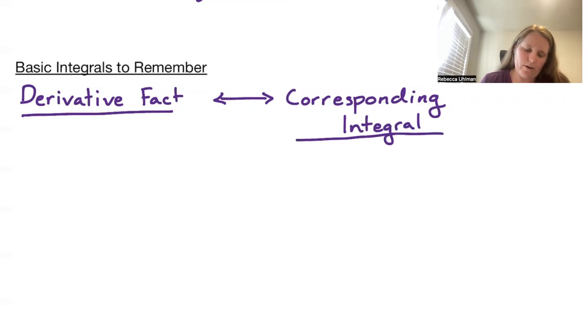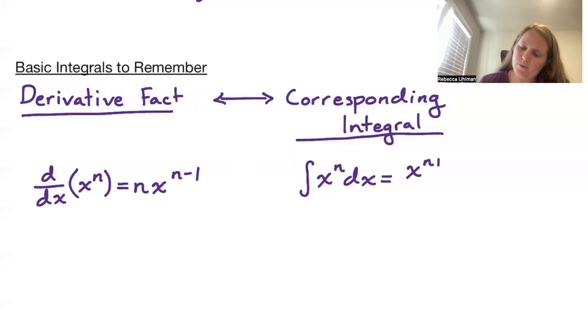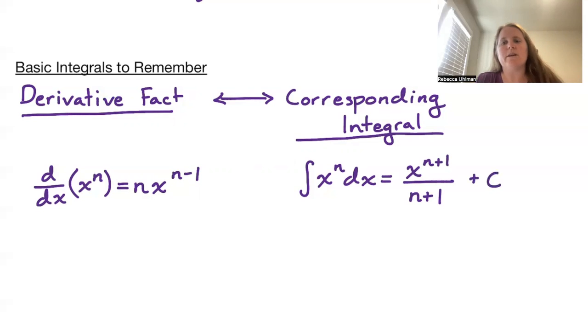So our derivative fact, our power rule, derivative of x to the n equaling n times x to the n minus 1. The corresponding integral is the integral of x to the n dx is x to the n plus 1 divided by n plus 1. And then we have a plus c to incorporate all functions that give x to the n as its derivative.